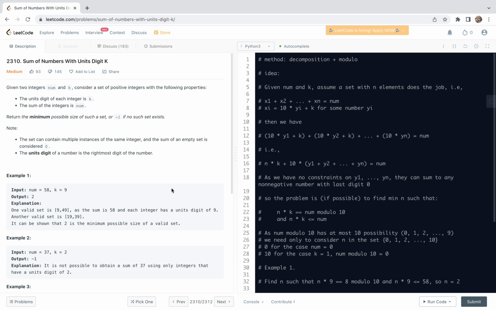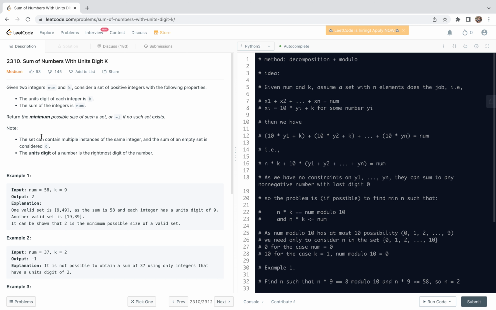First, let's look at the statement of the problem. Given two integers, num and k, consider a set of positive integers with the following properties. First, the unit digit of each integer is k, and the sum of the integers is num. We are required to return the minimum possible size of such a set, or -1 if no such set exists.